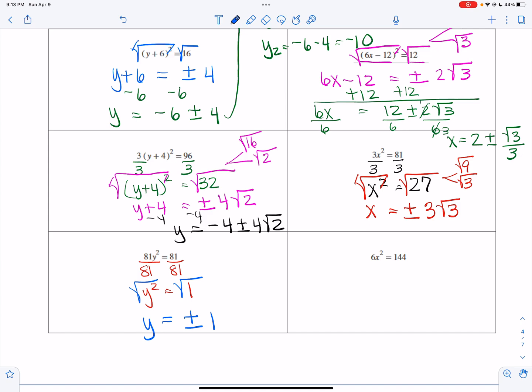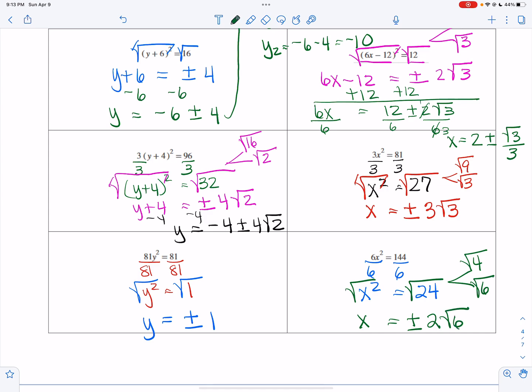Okay, so we divide through by 6, and 144 divided by 6 is 24. So x squared is equal to 24. We take the square root. So x equals plus or minus, 24 is 4 times 6. The square root of 4 is 2. The square root of 6 stays the same. So again, you can write it as 2 radical 6 or negative 2 radical 6.